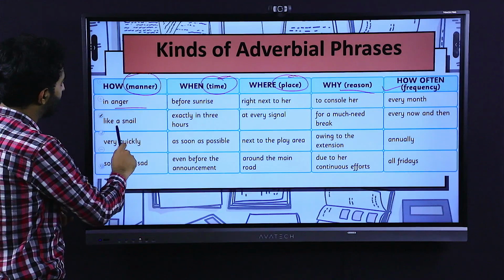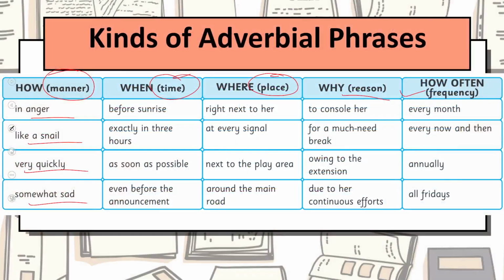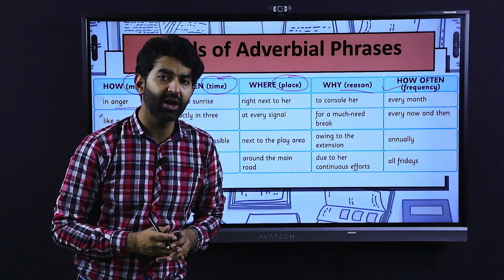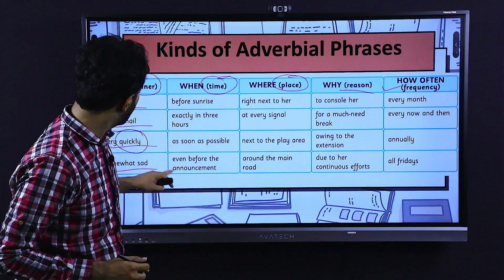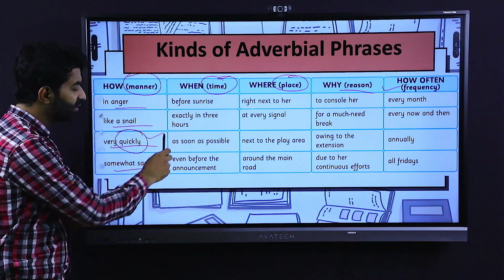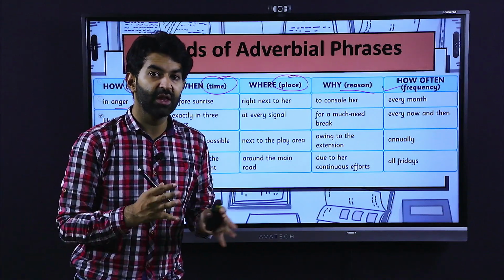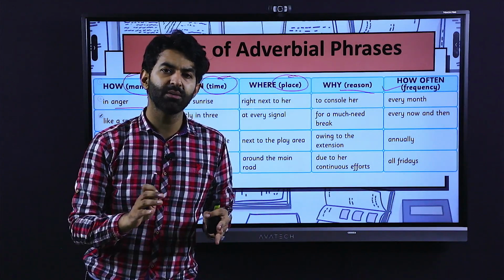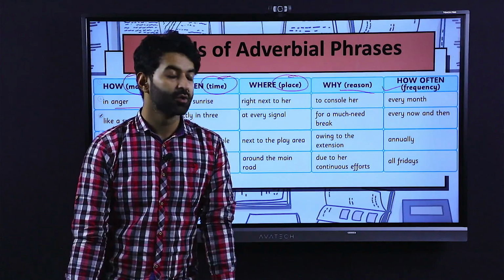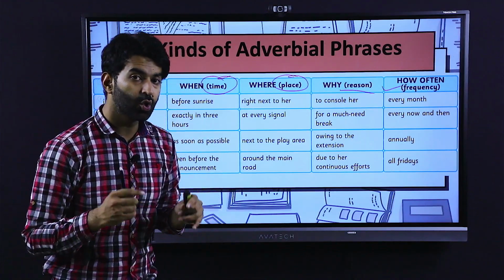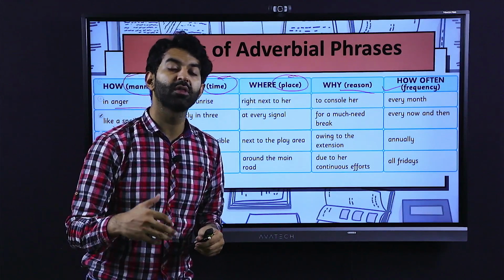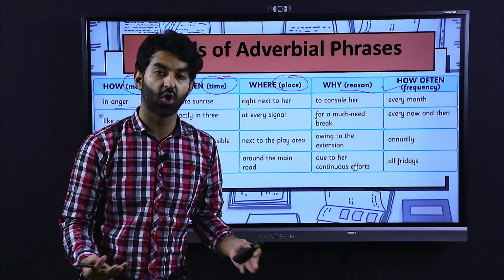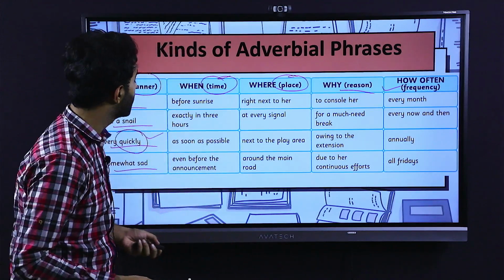So let's see. In anger, like a snail, very quickly, somewhat sad. Quickly, if you remember, we saw it in the previous slide as an example. Now, dear learners, here quickly is telling us the manner. The manner is in a very quick, fast way, and slowly is also an adverb. It tells us that something is being done in a very slow manner. So all these words that are actually telling you about the manner of that action are your adverbs of manner.